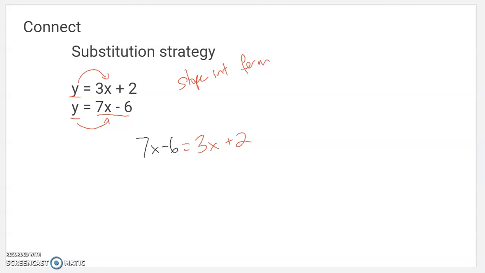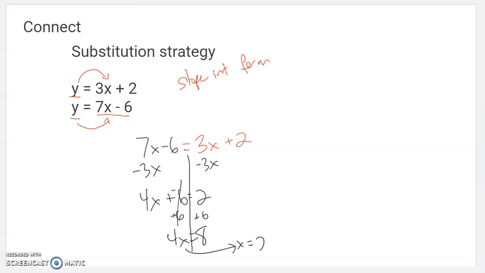And now I have an equation with only one variable, and when there's an equation with only one variable, I can figure it out. To find x here, I would take 3x off both sides first. It's going to leave me 4x minus 6, or plus negative 6, equals 2. Next, to cancel out the negative 6, I would add a positive 6 to both sides. That's going to leave me with 4x equals 8, which means x equals 2.